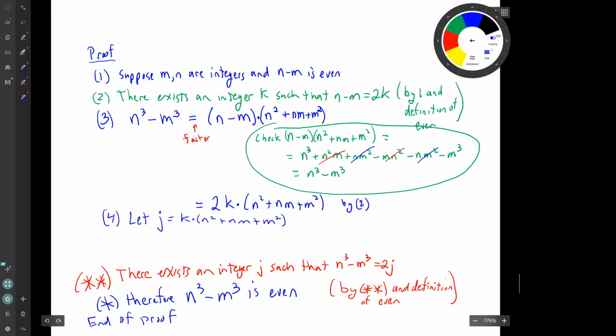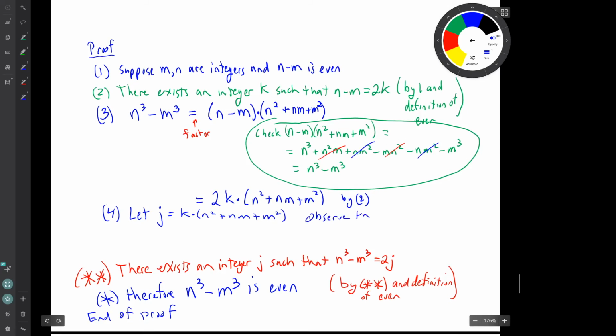Now, it's not just enough to let j be something. To make sure that we have the term that we need, we have to point out that it is an integer. So now we're ready to renumber this red statement. This red statement is actually statement 5. So what's the justification for it? The justification is by statement 4 and statement 3.